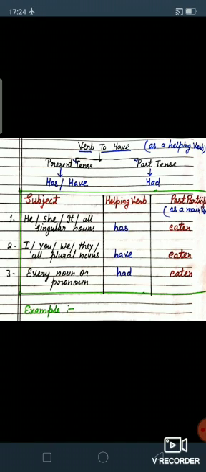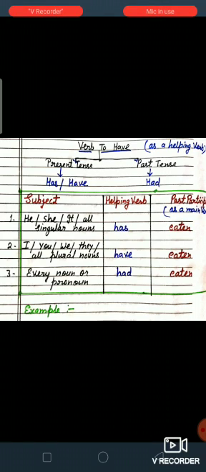A helping verb is one which helps main verb to form tense, mood and voice. जो वर्ब टेंस, मूड, वॉइस इत्यादि के निर्माण में मेन वर्ब की सहायता करती है वह हेल्पिंग वर्ब कहलाती है.